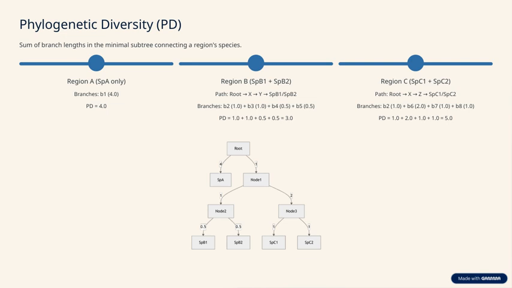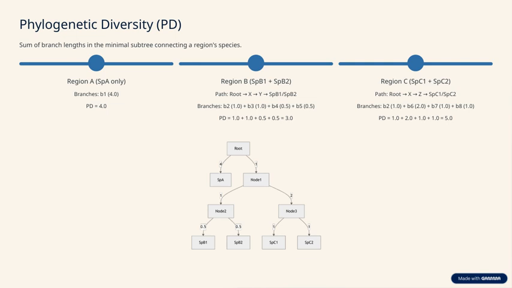Now moving on to region B, which includes SBB1 and SBB2. The path connecting these species goes from the root through nodes X and Y, finally reaching the species. The branches involved are B2, B3, B4, and B5. Their lengths are 1, 1, 0.5, and 0.5, respectively. When we add them up, the total PD for region B is 3.